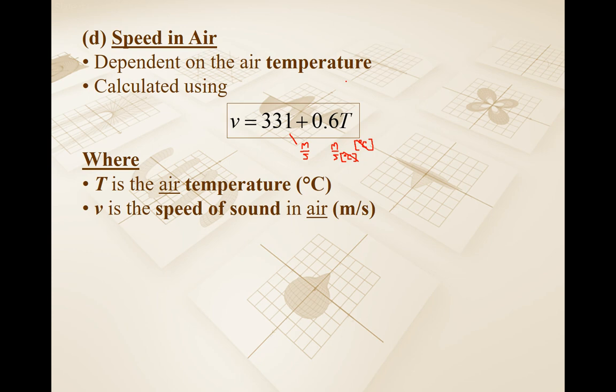A pretty standard speed of sound in air, close to room temperature, is somewhere around 343 meters per second. So in 1 second, sound can travel about 343 meters. That's about a third of a kilometer in 1 second.